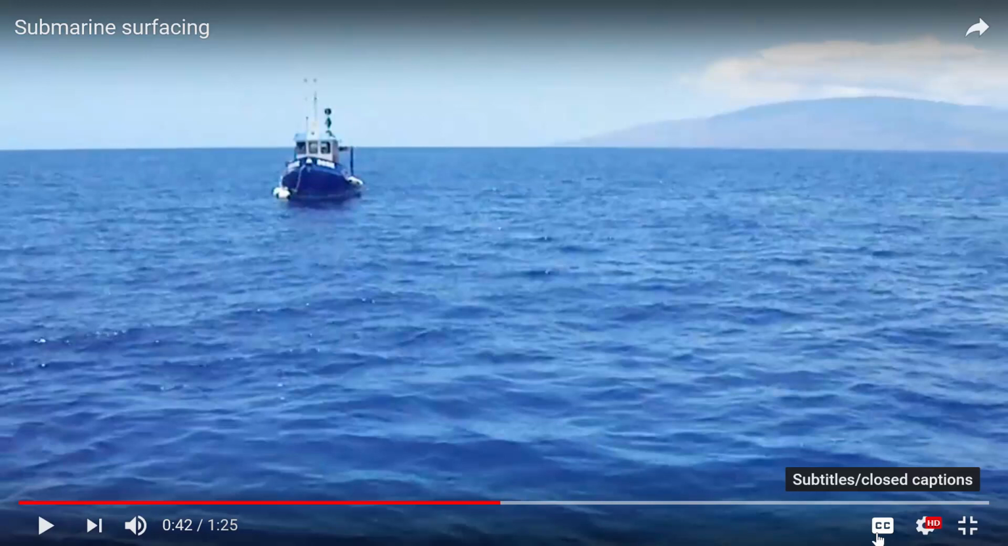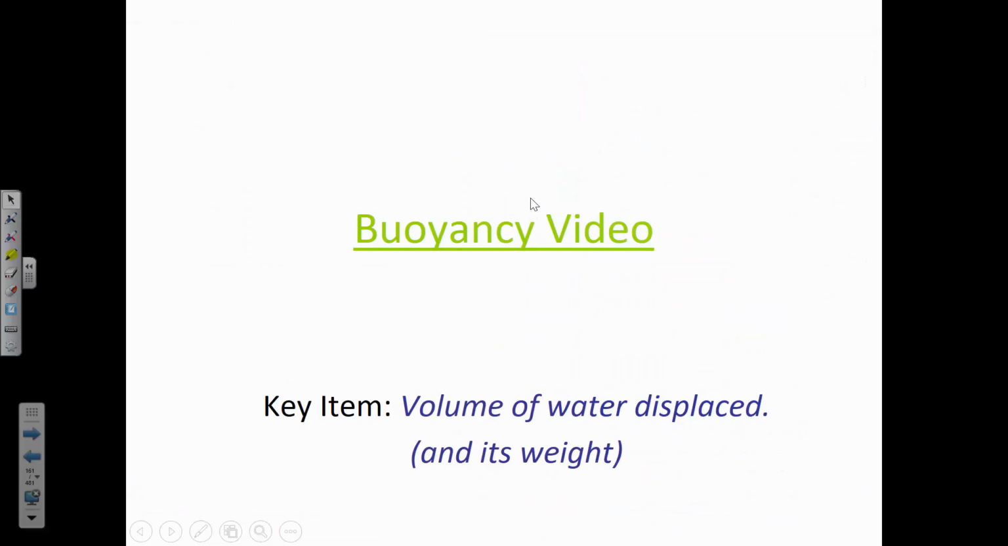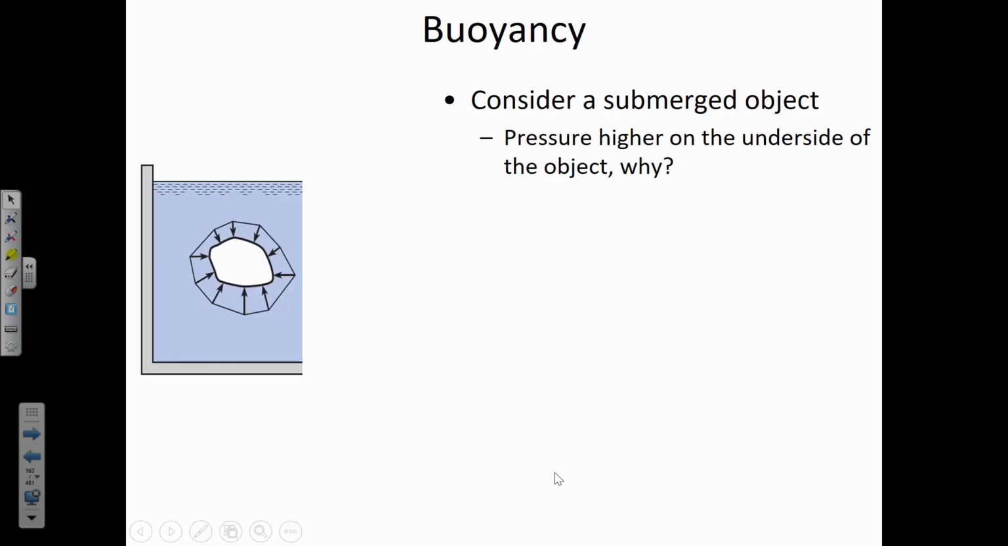So the way that a submarine rises and falls is partly dependent on ballast tanks inside the submarine. They'll pump water into the ballast tanks when they want it to dive, and then they'll pump the water out of the ballast tanks when they want the submarine to rise. And so buoyancy is the key factor there. Now, buoyancy is really easy to calculate. The buoyant force is dependent on the volume of water displaced and, more specifically, the weight of the water that's displaced.